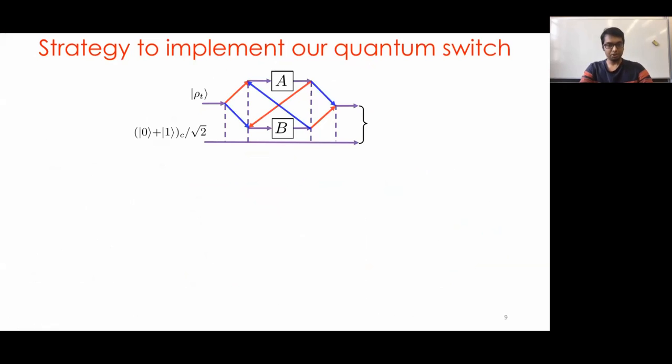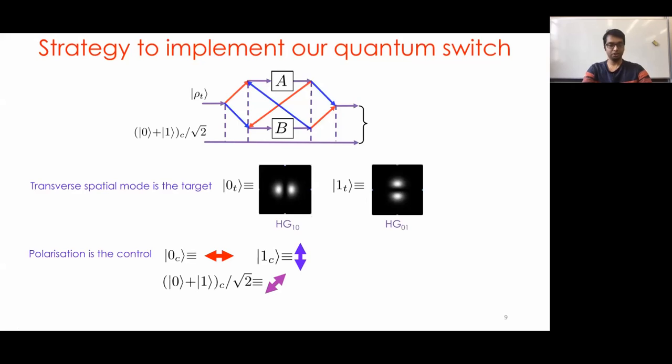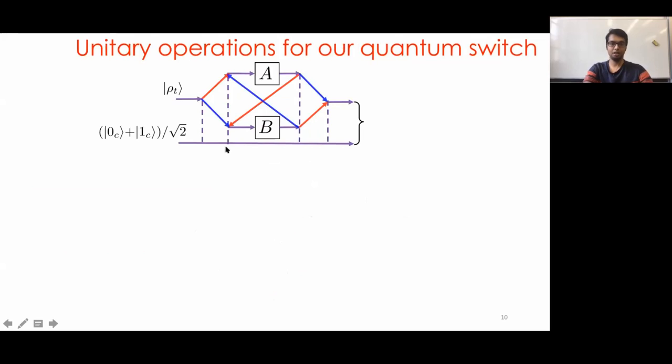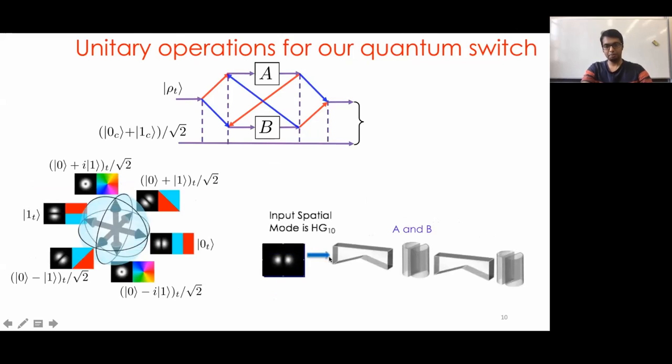In our quantum switch, we use the transverse spatial mode of light as the target. Specifically, the Hermite-Gaussian 1-0 mode represents ket 0, and the Hermite-Gaussian 0-1 mode represents ket 1. And we use the polarization of light as the control. So horizontally polarized light means ket 0, vertically polarized light means ket 1, and diagonally polarized light means 0 plus 1. We also need to implement our operations A and B. We did that by means of a rotating prism and a pair of cylindrical lenses.